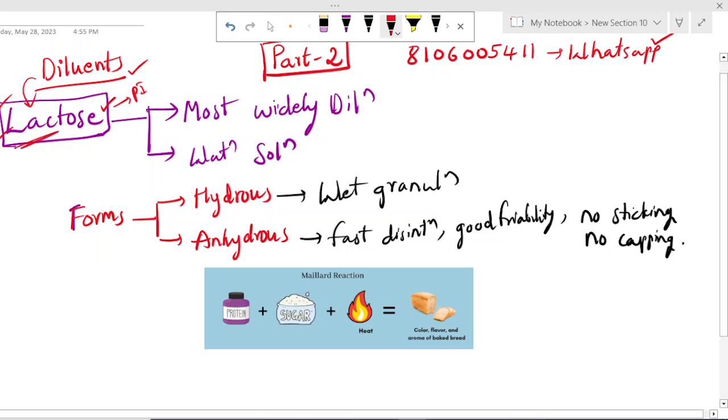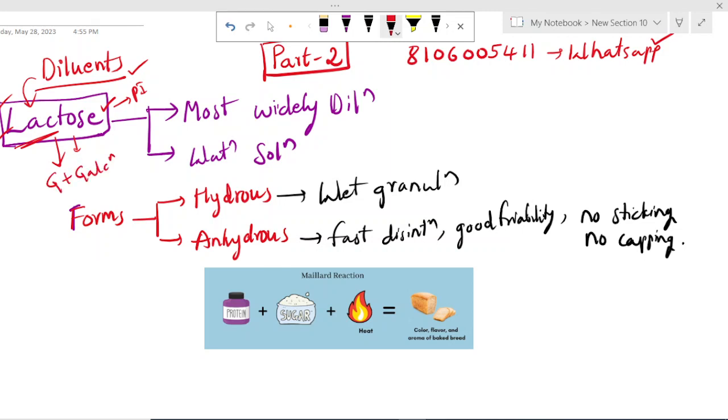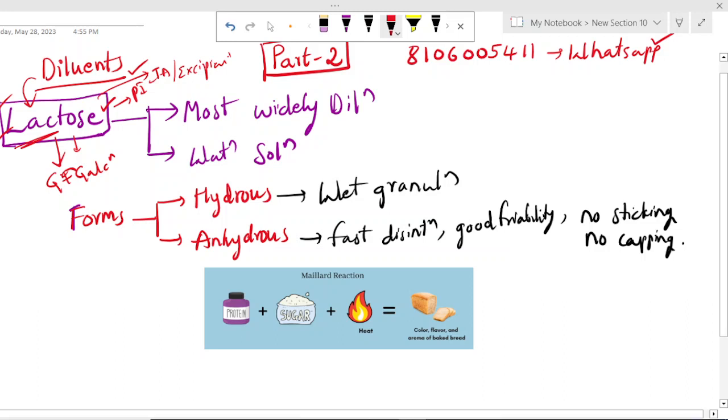Okay. Lactose is, as I said earlier, a sugar found in milk and dairy products. It consists of two sugars. What are the two sugars? Glucose and galactose, linked together. Lactose is widely used in pharmaceuticals as an inactive ingredient, like an excipient. It serves several purposes, including, as I said, diluent, filler, and so on.